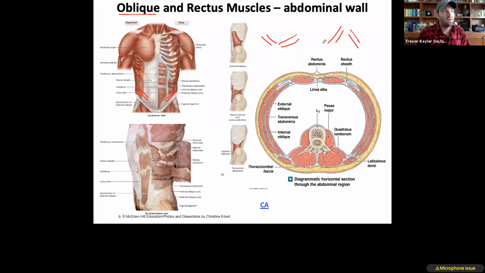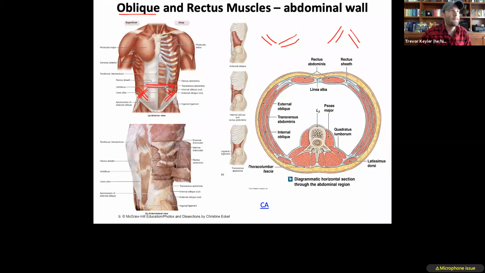And then deep to these, there's yet a third layer of muscle, which we call the transverse abdominis. We can kind of see this through this little window right here. And they're running transversely. So on the outermost layer, we've got the V, right? And then deep to that, we have the upside down V. And then deep to that, we have these transverse abdominis. Transverse meaning they're running transversely, or across.